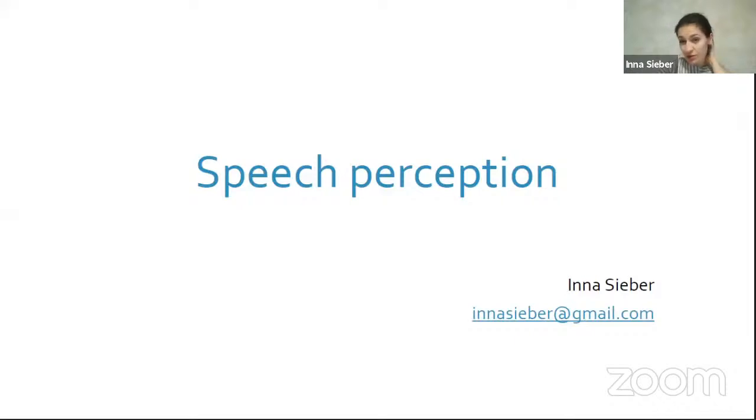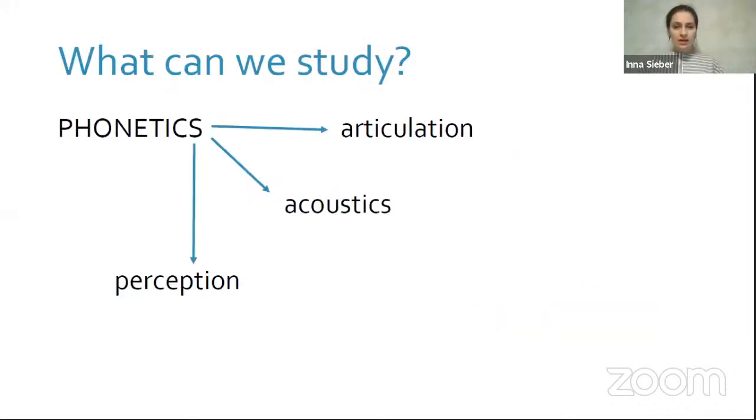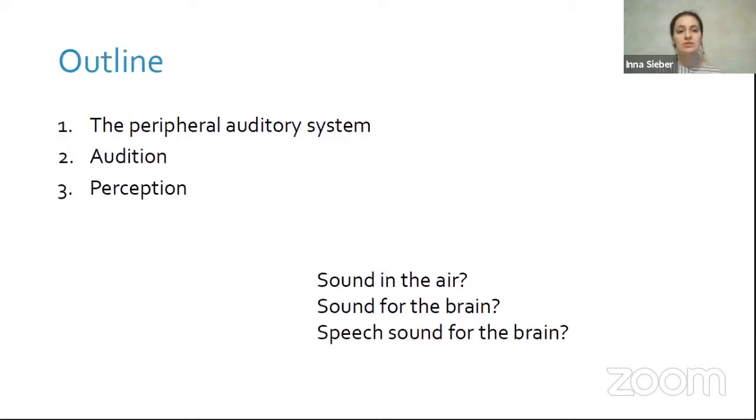Speech perception is our first topic today. We have already discussed articulation and acoustics, and the third aspect is perception. I have three different things about perception that I want you to know. The first one is the peripheral auditory system, and it is more or less about anatomy and physiology. The second one is audition, so it's about our physical ability to hear and to perceive sounds. And perception itself is our ability to somehow perceive speech sounds and process them.